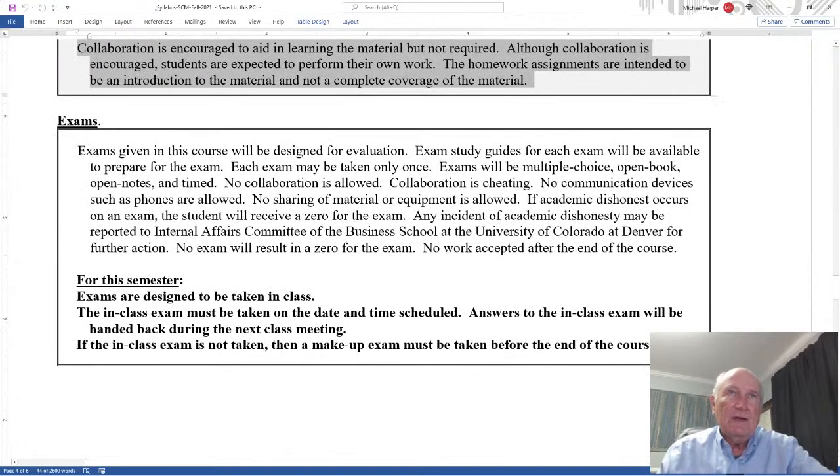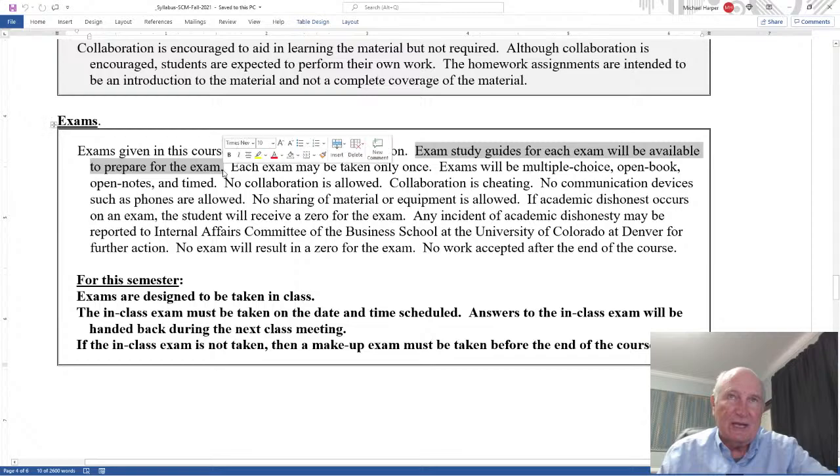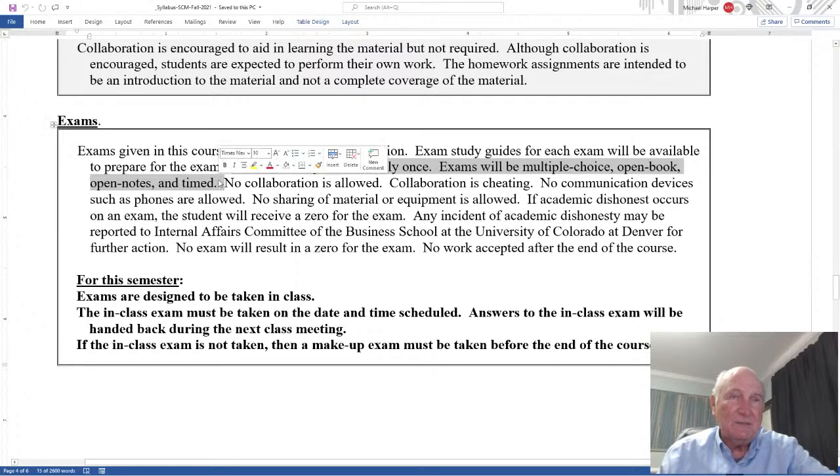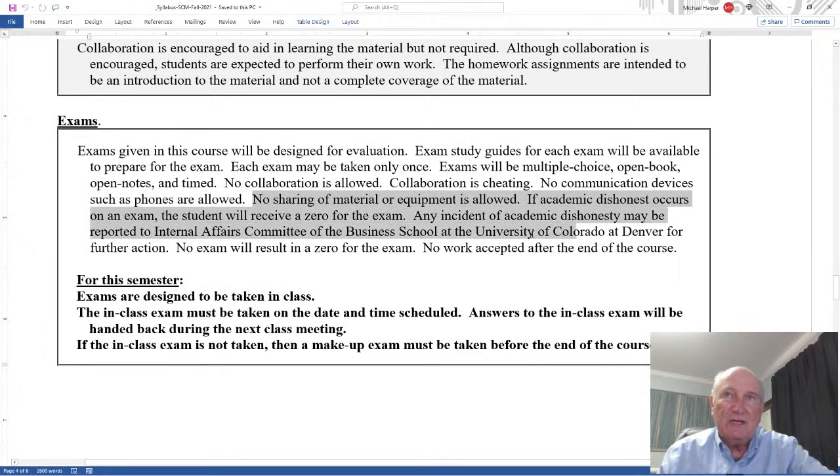Exams. Exams given in this course will be designed for evaluation. Exam study guides for each exam will be available to prepare for the exam. Each exam may be taken only once. There'll be multiple choice, open book, open notes, and timed during class. No collaboration is allowed. Collaboration is cheating. No communication devices, etc. No sharing of material or equipment is allowed. You can't pass things around.